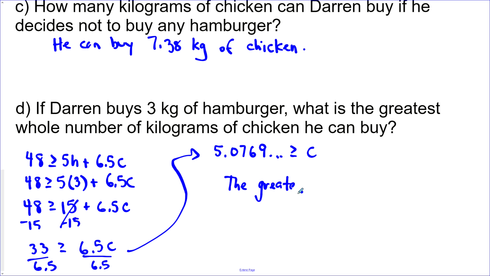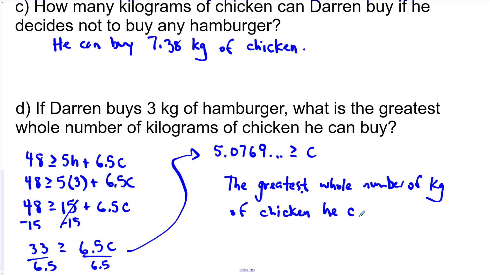The greatest whole number of kilograms of chicken he can buy is 5 kilograms. Now remember why we're writing this sentence. It's not for my benefit. It's so that you guys remember to put your units, because otherwise most people just end here and they forget to put their units or even forget to answer the question, even though you've done some useful math. So end it with a sentence. Just makes sense.